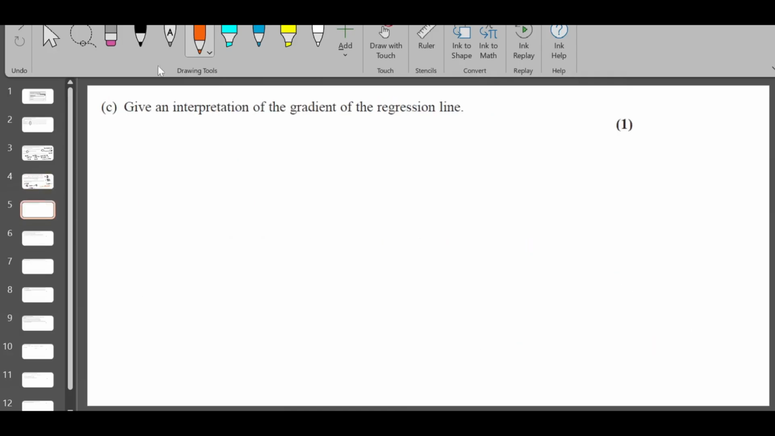Part C. Give an interpretation of the gradient of the regression line. The regression line is S is equal to minus 5.72 plus 1.04 F. Okay? When F is 0, S is minus 5.72, right?